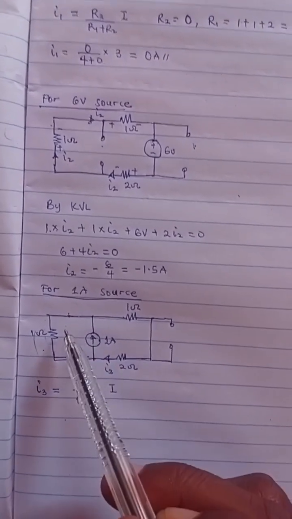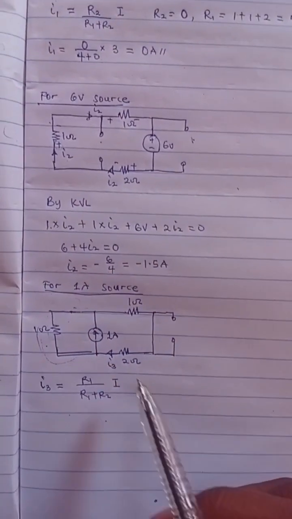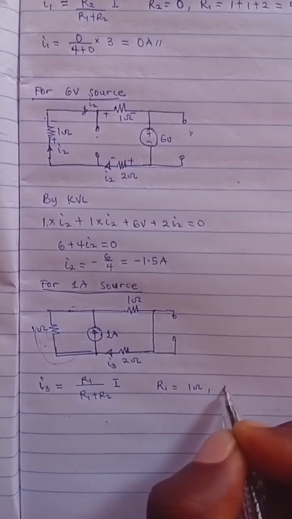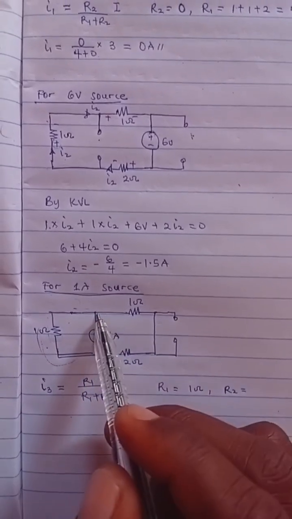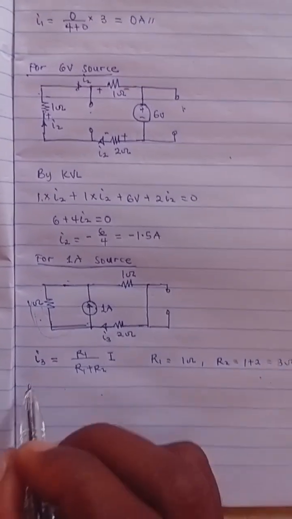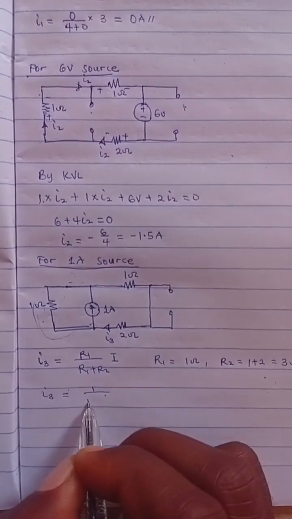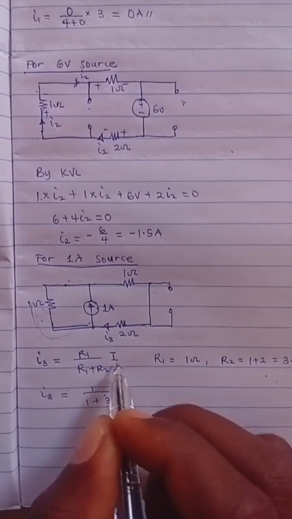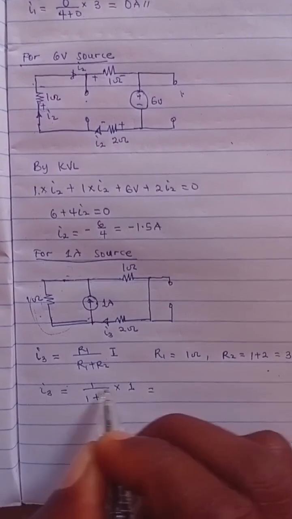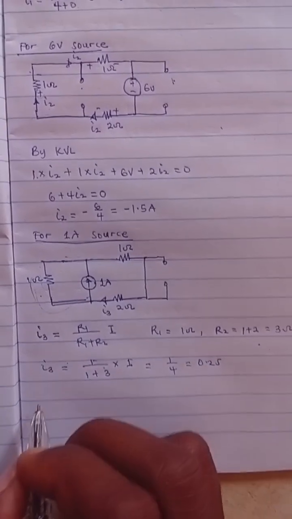Now, let's not get it twisted. This resistance is going to be your R1 because it's the resistance in the other side, not in the branch you are considering. So your R1 in this case is 1 ohm, and your R2 is the total resistance in this branch, which is 1 plus 2, equal to 3 ohm. So I'll substitute this. I3 is equal to R1, which is 1, divided by 1 plus 3, multiplied by I, which is the total current, 1. So this is 1 times 1, which is 1 over 4, which is 0.25, right? So our I3 is equal to that.